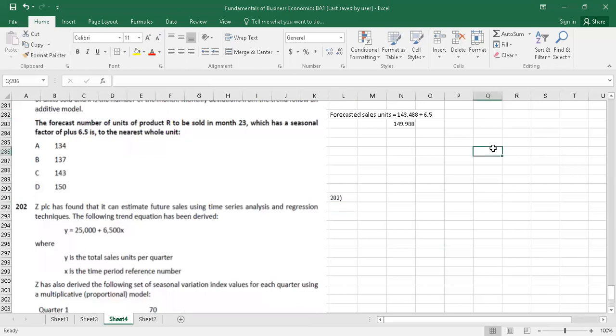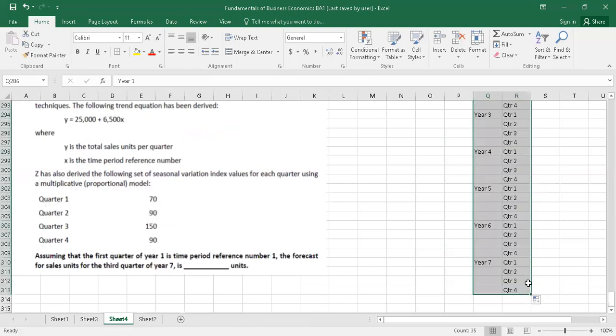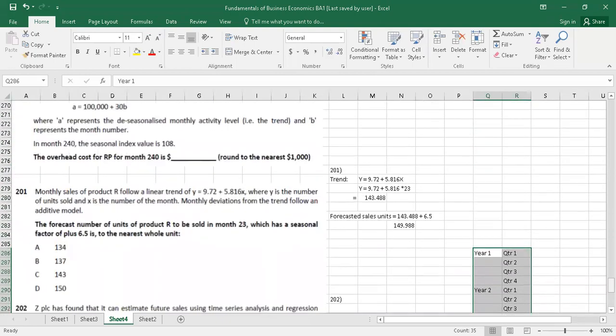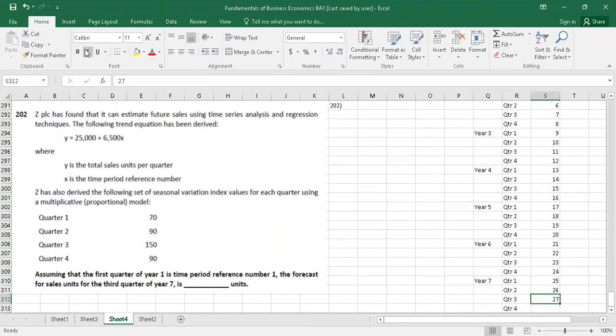So starting from year one, then we have quarter one. We need to come till year 7. So we want till year 7, quarter 3. So if here it is 1, 2, just drag it down. So year 7, quarter 3, the number is 27. So we got it as 27 here.